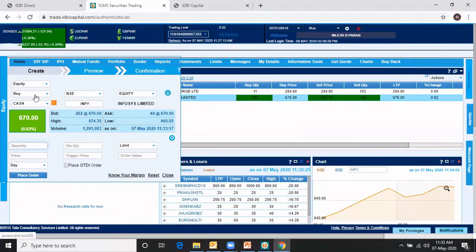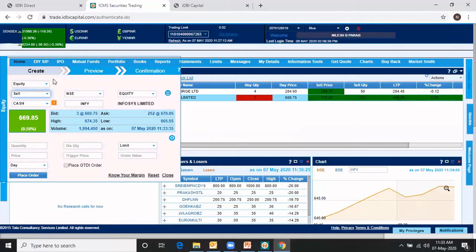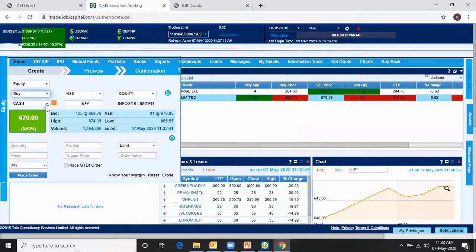See, this is equity. I want to buy. Yes, I am selecting buy. Here I can change buy or sell also. Since it is a buy, it is showing me a blue kind of screen. The moment I select sell, it will be a bit of a red kind of screen. So I am saying buy, and now coming to the products.